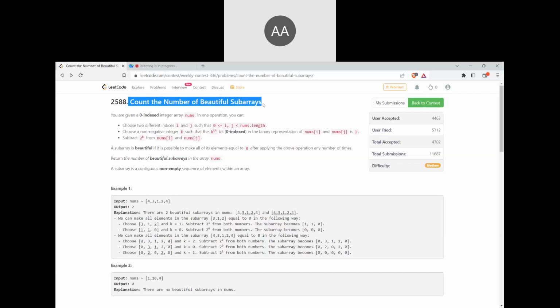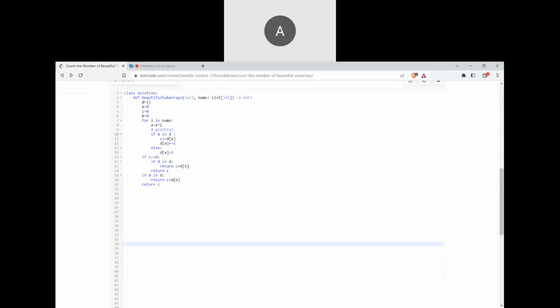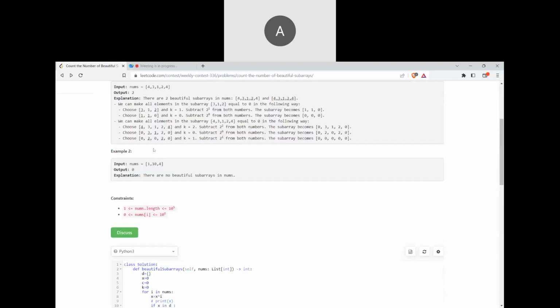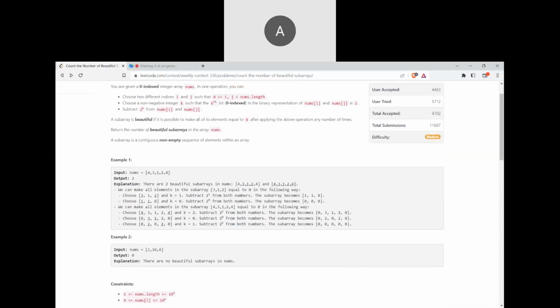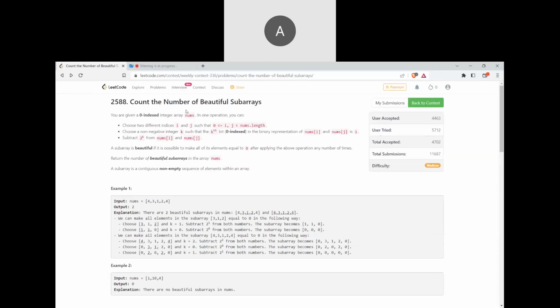Of beautiful subarrays. So first, a subarray is a continuous part of an array. So suppose this is the array 4 3 1 2 4, here 4 3 or 4 3 1 or 3 1, any continuous chunk is called a subarray. Now, what is a beautiful subarray?